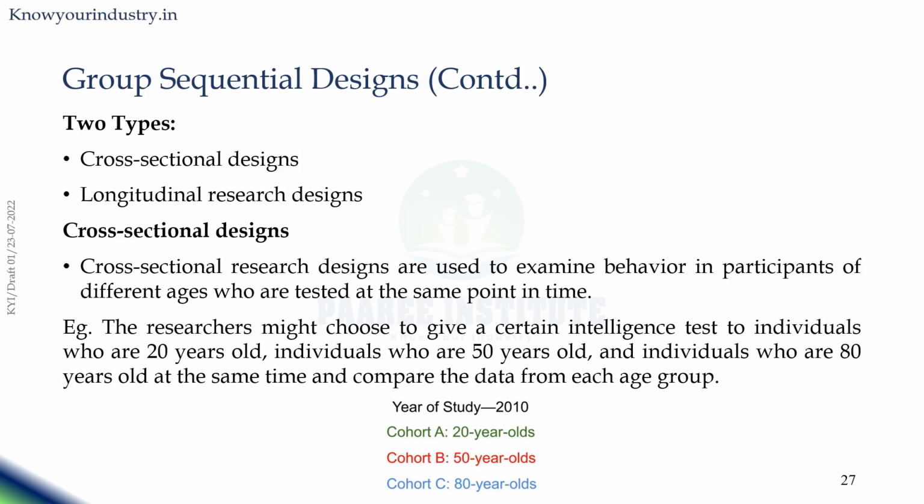Cross-sectional research designs are used to examine behavior in patients of different ages who are tested at the same point of time. The researchers might choose to give a certain intelligence test to individuals who are 20 years old, 50 years old, or 80 years old at the same time and compare the data from each group.